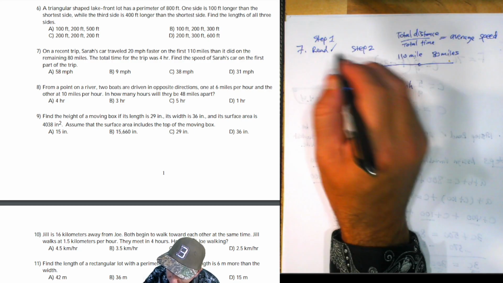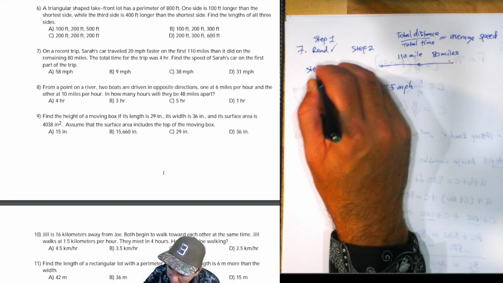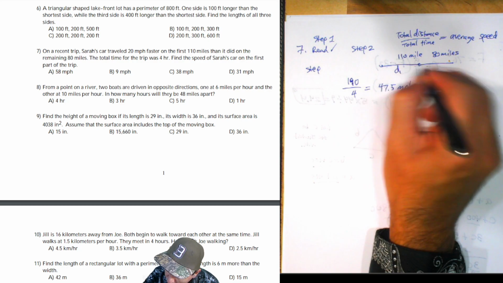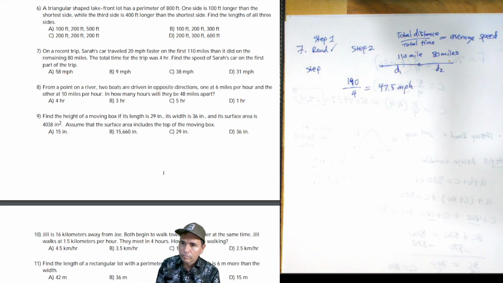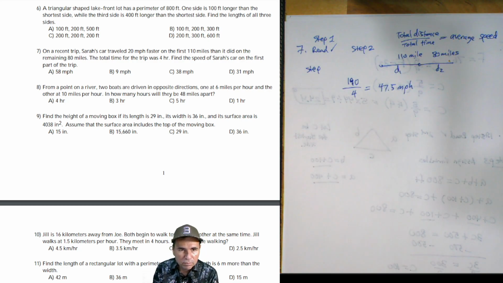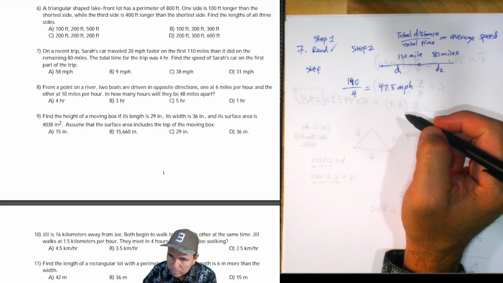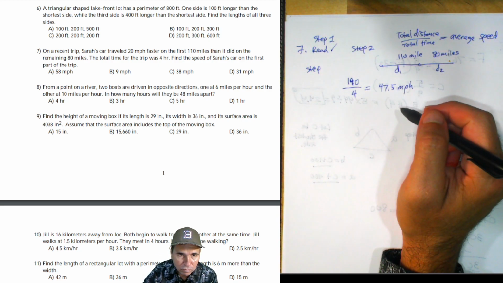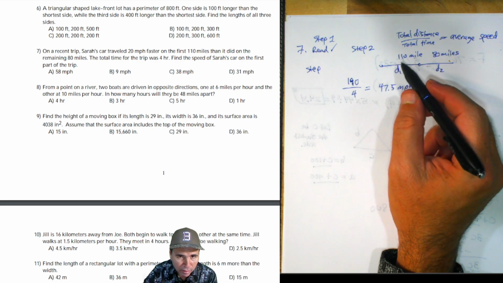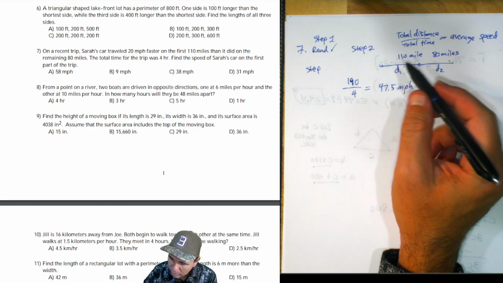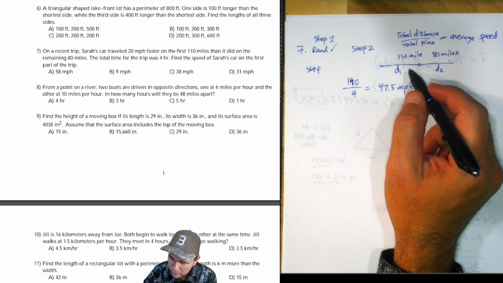Okay, so step 3, we're supposed to assign variables. We'll call this distance 1, distance 2, right? And it says find the speed of Sarah's car on the first part of the trip. So we want to know what was the speed here. So we need to make use of the first part. Sarah's car traveled 20 miles per hour faster on the first 110.